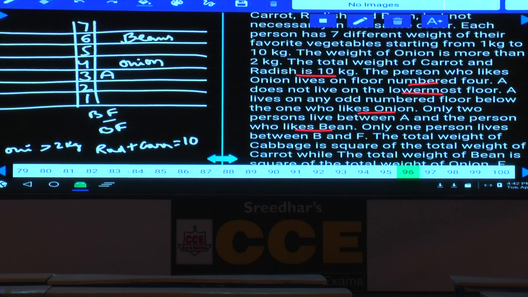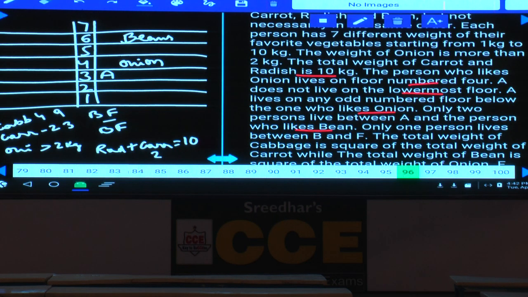Only 1 person lives between B and F. The total weight of cabbage is the square of the total weight of carrot. Then tell me, what is the weight of this carrot? Carrot can be either 2 or 3. If carrot is 2, then cabbage will be 4, or if carrot is 3, cabbage will be 9, isn't it? So there are two possibilities for this carrot and cabbage.